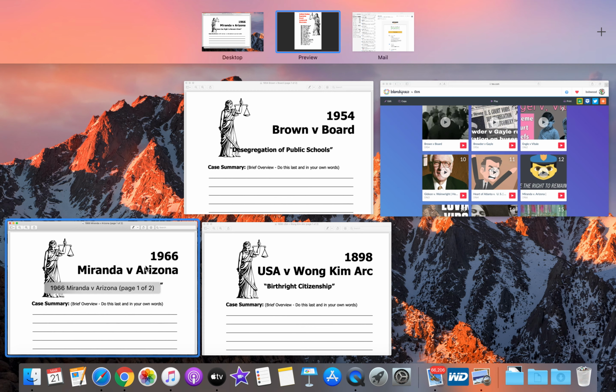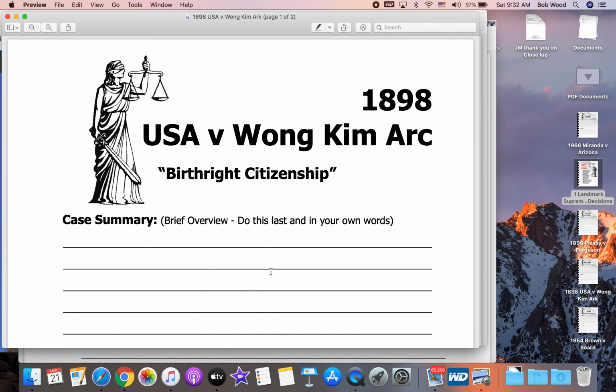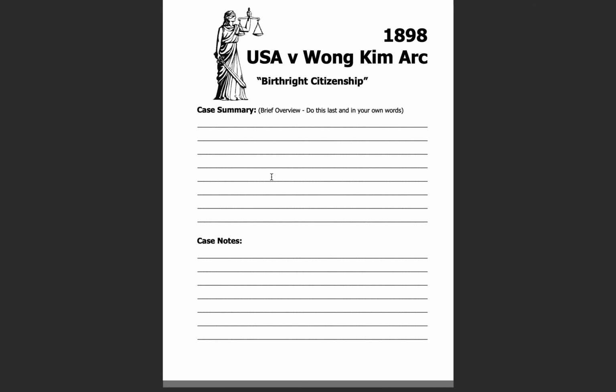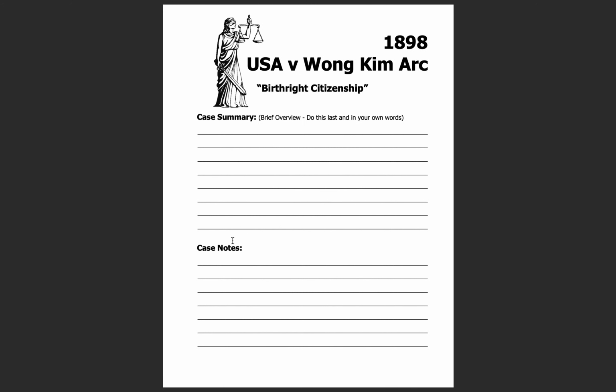Now take a look at this. Like here is USA versus Wong Kim Ark. And this is about birthright citizenship. So if you look at this thing right here, this is the format that they'll all be in. So you have one page, landmark Supreme Court decision. You have it all blank. It will be in a spiral notebook that you will bring to class every day.